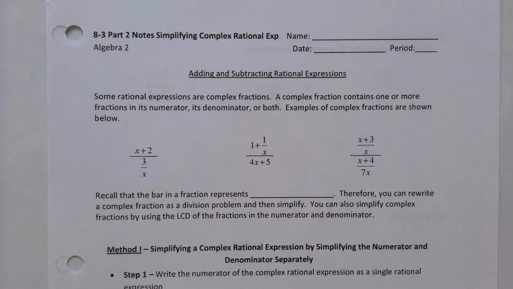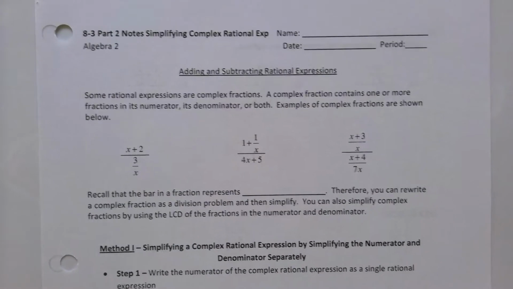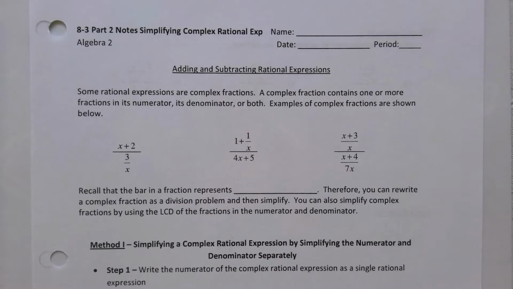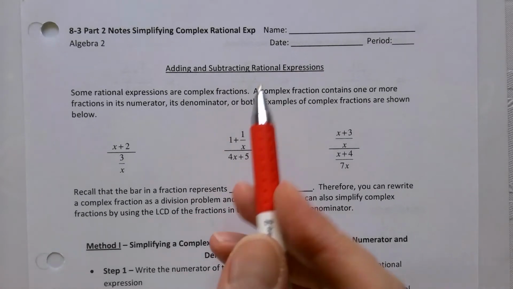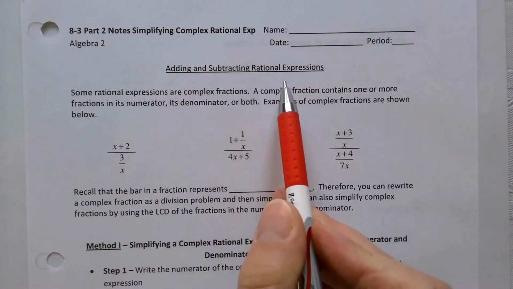On our simplifying complex rational expressions. For our textbook, this is 8.3, the second half. You won't find a lot of problems in the textbook that mimic this, so I want to make sure we go over this thoroughly in the notes and have some extra worksheets to do. So we are adding and subtracting rational expressions just like we did in 8.3 part 1.